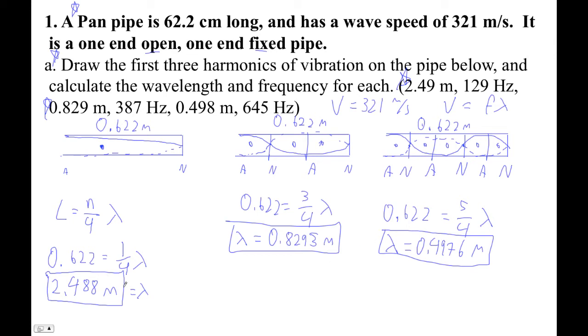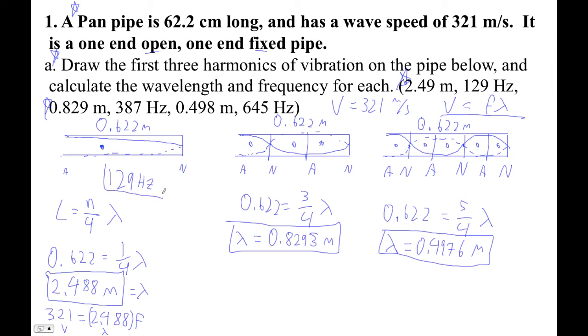So now we want to find the frequency. The frequency we're going to use v = fλ. So 321 is equal to 2.488, that's the lambda, times the frequency. I guess I wrote them backwards, but the formula I'm using is v = fλ. This is our v, this is my lambda, and that's my frequency. So 321 divided by 2.488 is 129.019292, et cetera. So the frequency for this one is 129 hertz.